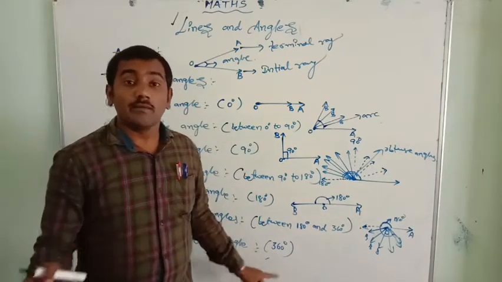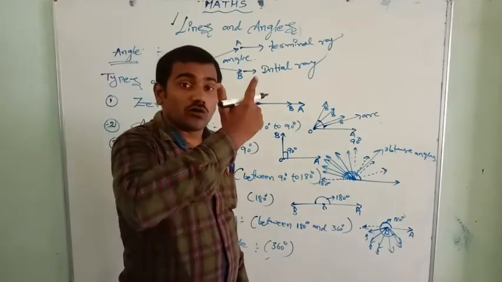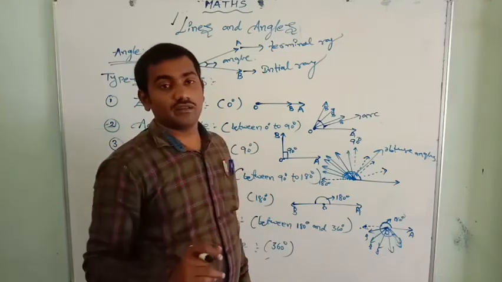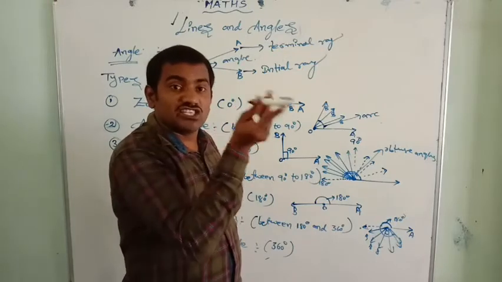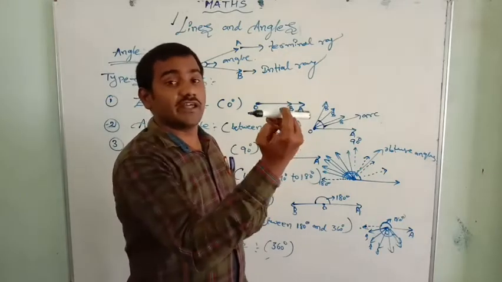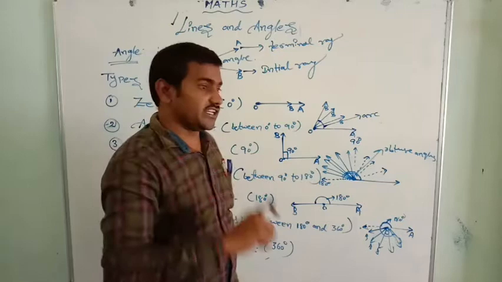Complete angle: 360 degrees. Here, the terminal ray completes one rotation and comes back to the initial ray position. Again, the initial ray and terminal ray will be in the same direction. But here the terminal ray completes one rotation, so 360 degrees will form here.